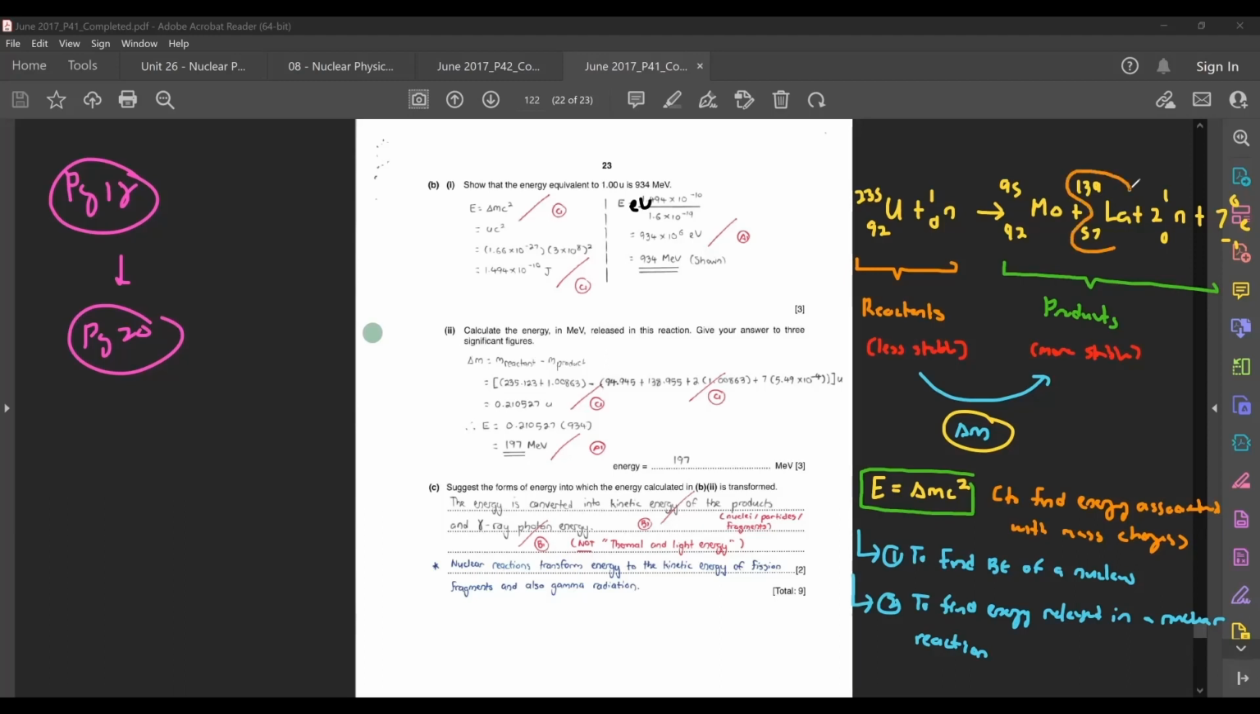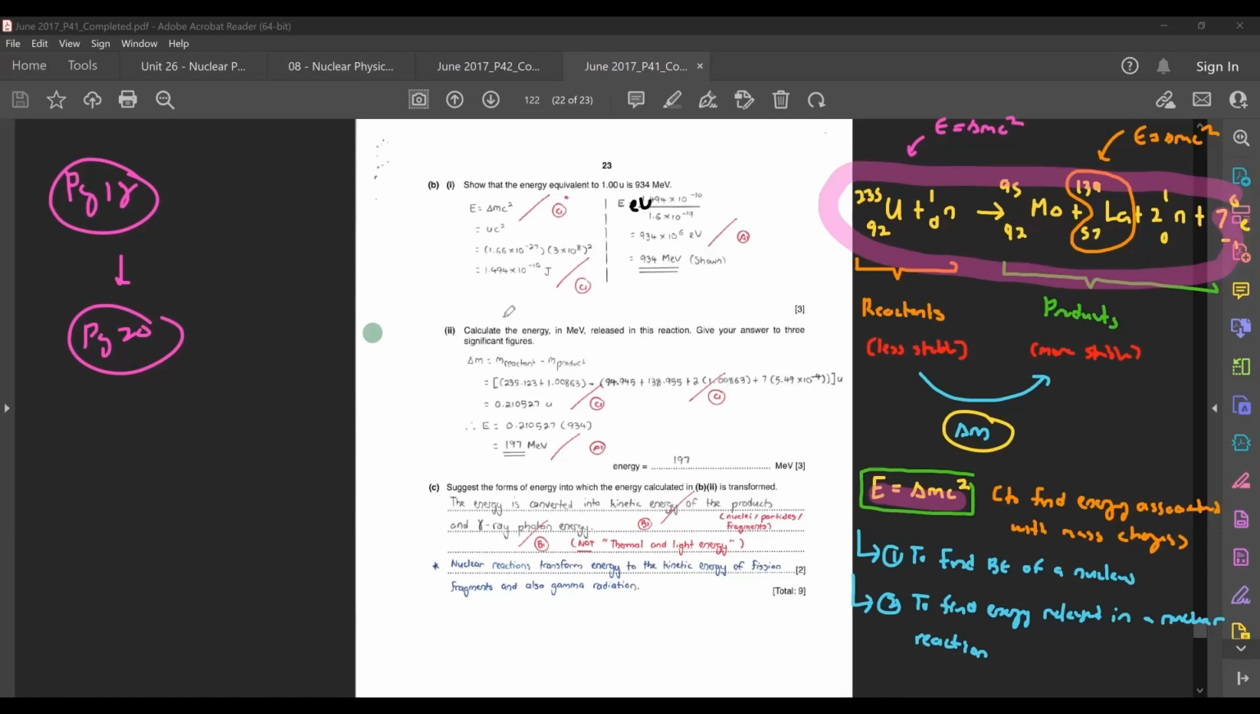Okay, so if you try to recall what we just did in the last example on page 20, we were trying to find the BE of your lanthanum. This one used E equals delta m c squared. And now, in our current example, for this entire thing, we are also using E equals delta m c squared. Okay, so that's the thing I want to stress to you now. It can be used for two different things, depending on your question context.